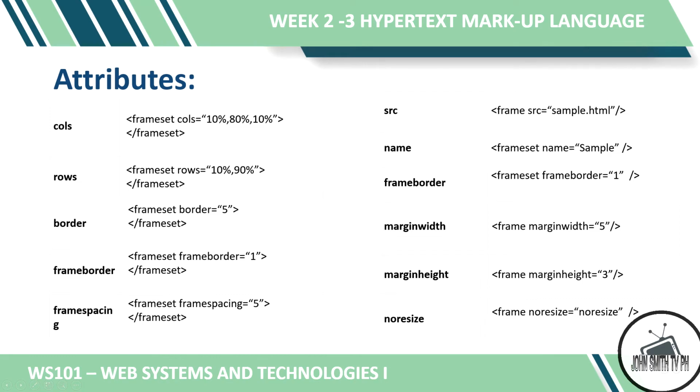Main frameset attributes. Number 1, column attribute, cols, splits a frame into a number of vertical frames. The width of each column is defined by column width values separated by commas. Number 2, row attributes, rows, splits a frame into a number of horizontal frames. The height of each row is defined by row height values separated by commas.